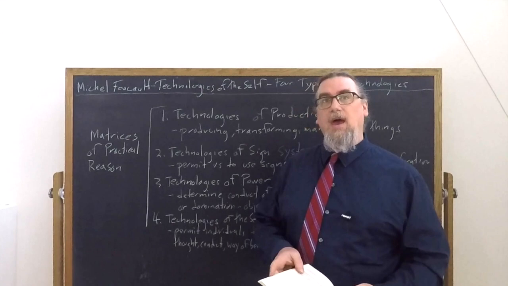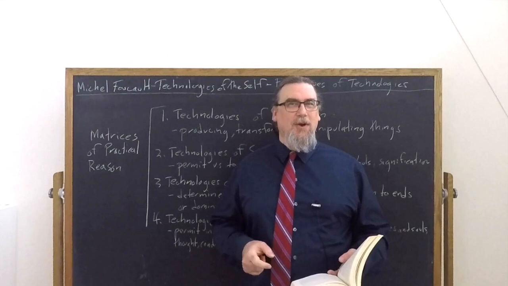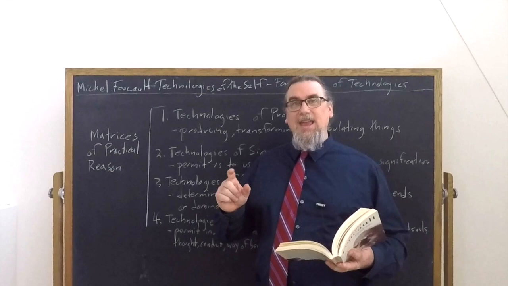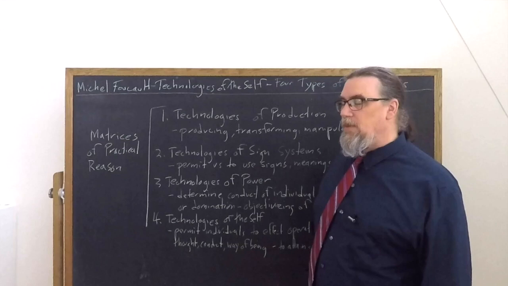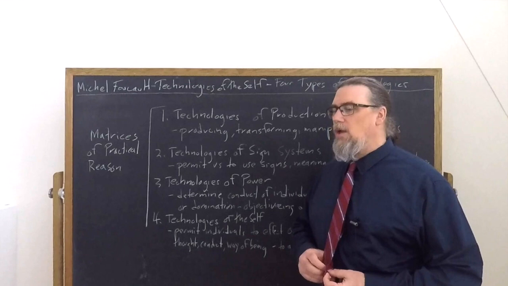So he says, as a context, we must understand that there's four major types of these. There's the key term, these technologies, right? He's not saying four major types of technology per se. He's saying four major types of these technologies, each, as he calls it, a matrix of practical reason. So we should pause on that before we go into the typology. What does it mean to say that something is a matrix of practical reason? Now, there's two key terms there, right? Matrix and then practical reason.